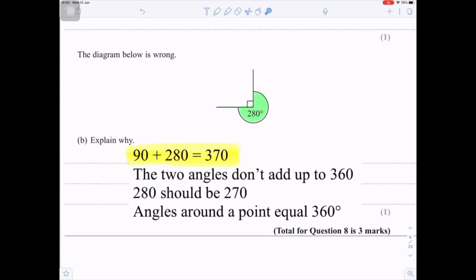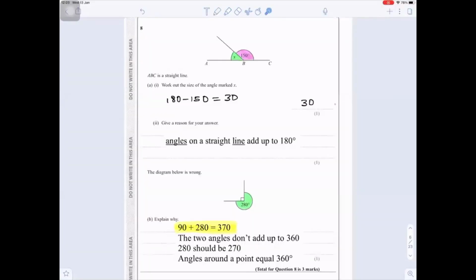The diagram below is wrong. Explain why. When you add 90 plus 280, you get 370. So the 2 angles don't add up to 360. They should add up to 360. So instead of 280, it should be 270, because angles around a point equal 360 degrees. So that's the complete answer for question 8.